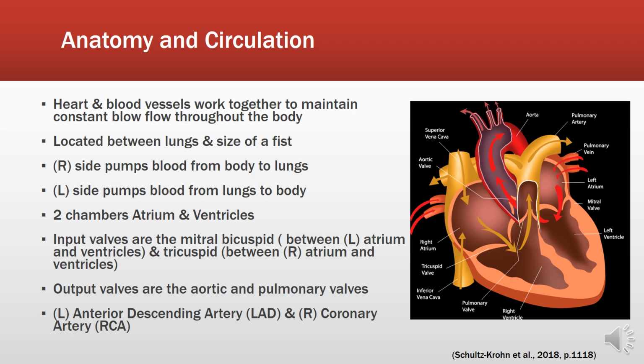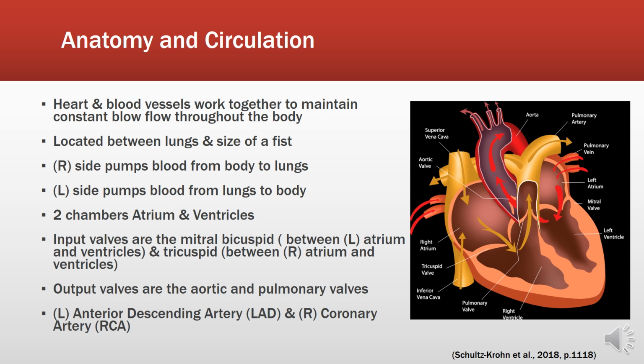There are two types of chambers: the atriums and the ventricles. And there are input valves and output valves. So the input valves: there's the mitral, or bicuspid, valve. You can find it over here, in between the left atrium and the left ventricle. And then we have the tricuspid valve, which is between the right atrium and the right ventricle.